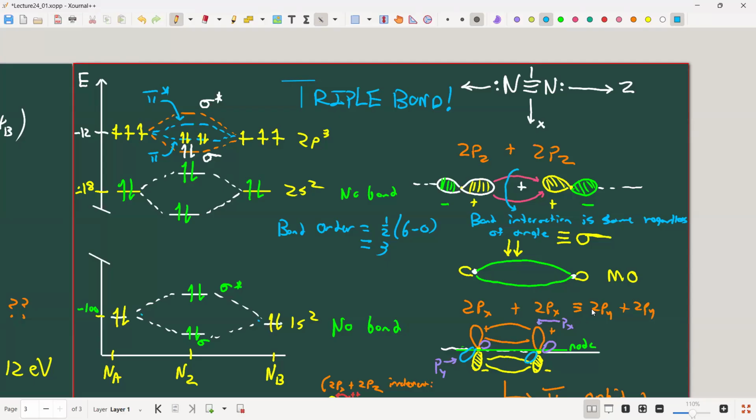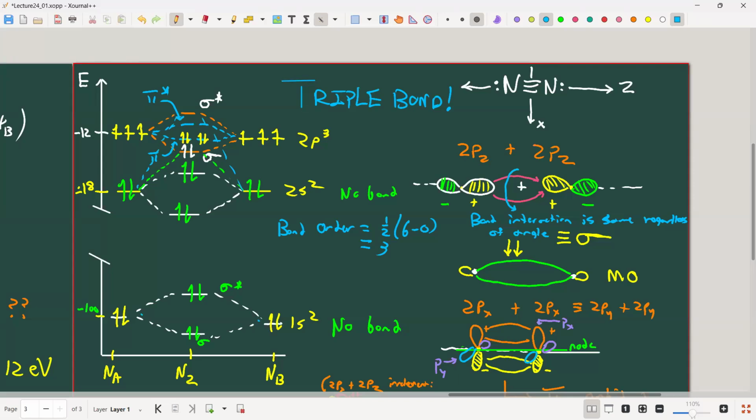But the 2s orbital does combine with the sigma orbital. So there should also be, I'm just going to roughly draw it, some interactions between the p orbitals and the s orbitals, where those s orbitals also mix a little bit with the sigmas.